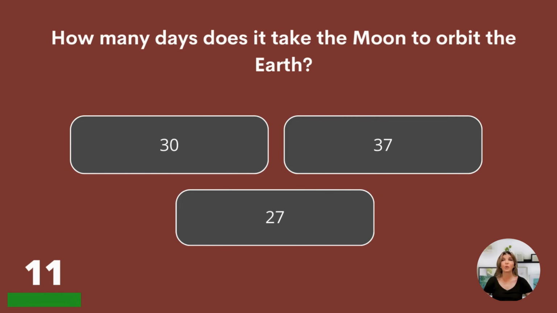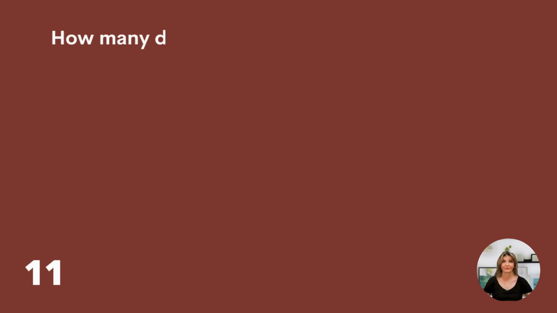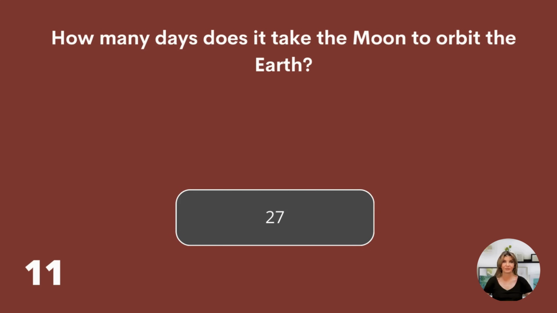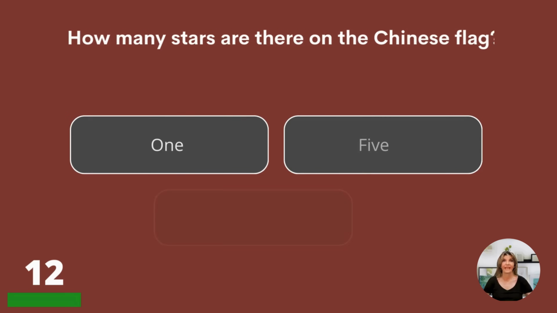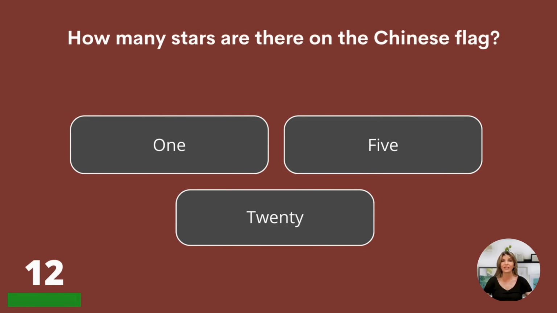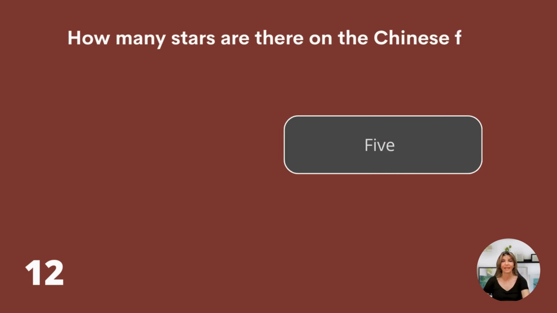Question 11. How many days does it take the moon to orbit the Earth? 30, 37, or 27? 27. How many stars are there on the Chinese flag? 1, 5, or 20? Five.